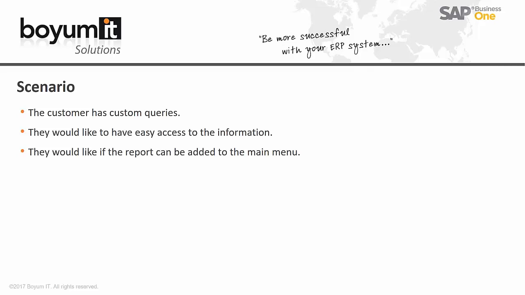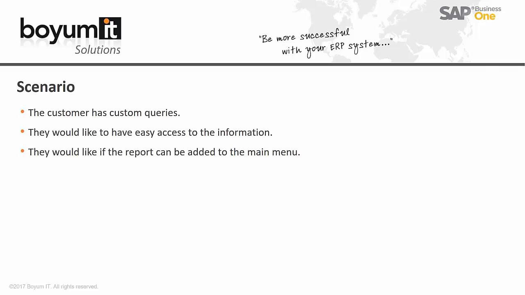And those queries, what happened? Well, they want to add them into the main menu, not only like a Crystal Report, not only like an access in a Beas menu. We also want to include it into the main menu inside the standard SAP Business One menu, for example, under sales, under production, any menu we want, and we want to add this custom query. And also we would like to have access to this information.